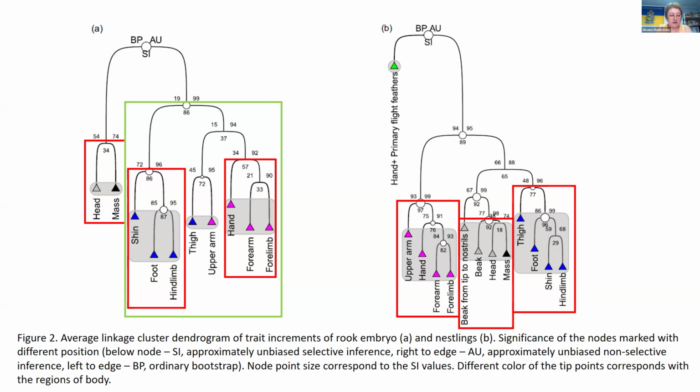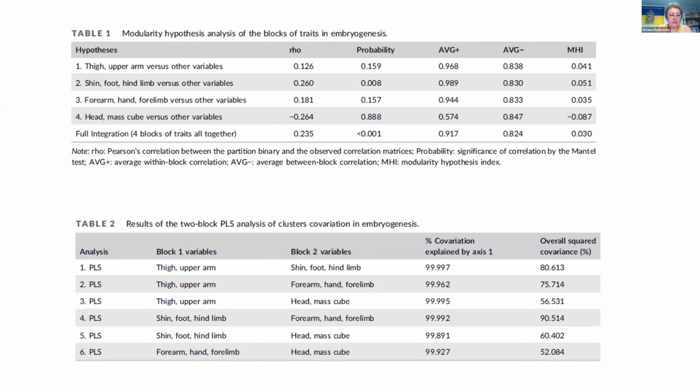In the embryonic period, the highest separation was observed in hind limb elements. This group of traits had the highest support in the cluster analysis and modularity hypothesis test. Pairwise PLS analysis showed that blocks represented by elements of limbs were highly correlated with each other. The highest degree of correlation was observed for the blocks including the zeugopodal and autopodal elements of the limb.